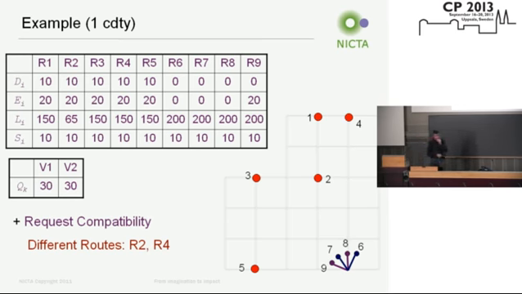So here's an example where we've got 5 routes like before, and each of them has a demand of 10 units. Early time is 20 for all of them. We've got one here that is required to be a bit earlier. The others are 150. Have to be back in the depot by 200, and the service time is 10 for all of them. Vehicle 1 and Vehicle 2 have capacity of 30, so at most 3 in a route. And we've also got a request compatibility. R2 and R4 can't be in the same route.